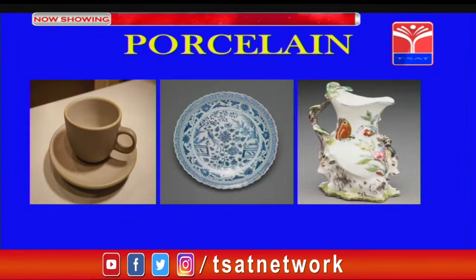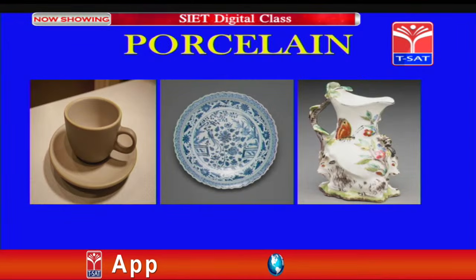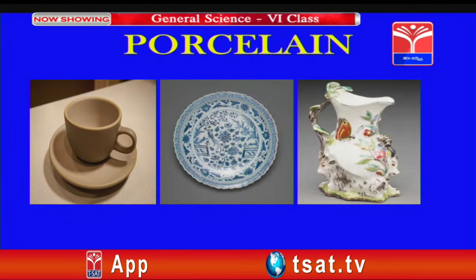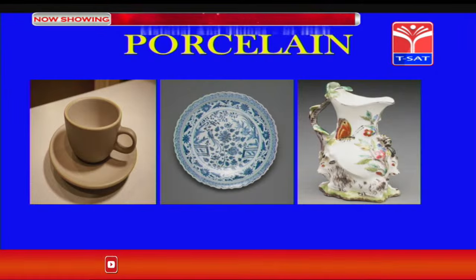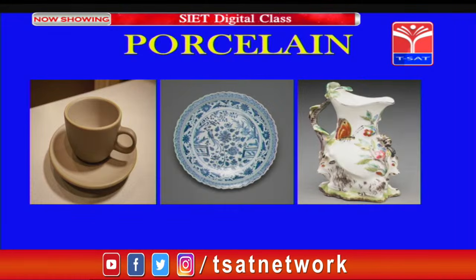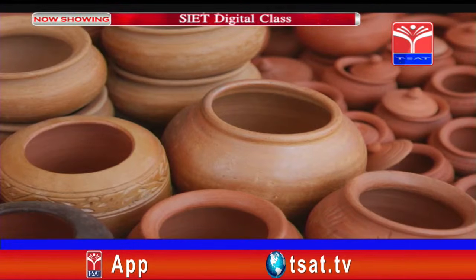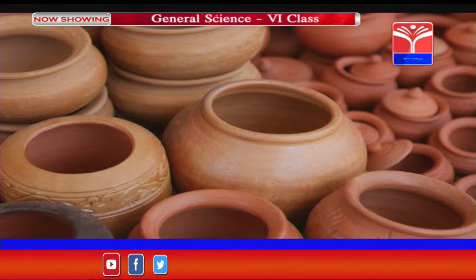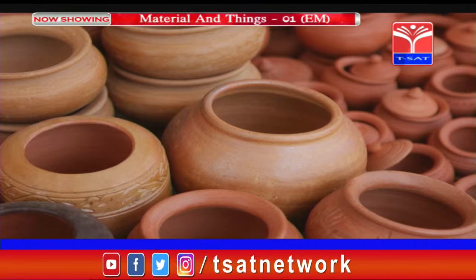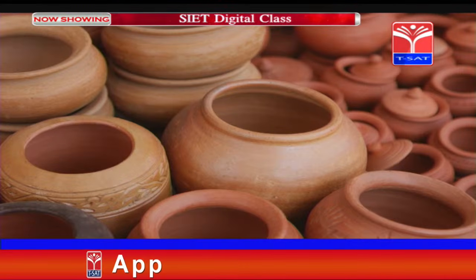Look here, children. Here I have some porcelain material. What are they, children? Yes, cups and saucers, plates, jugs. So these are made up of porcelain and they are very delicate and they break easily. So you should handle them very carefully, right children? Yes. Now look at some other objects here. The different types of bowls, pots and cookware which are made up of clay. Do you think they break easily, children? Yes, these materials break easily.